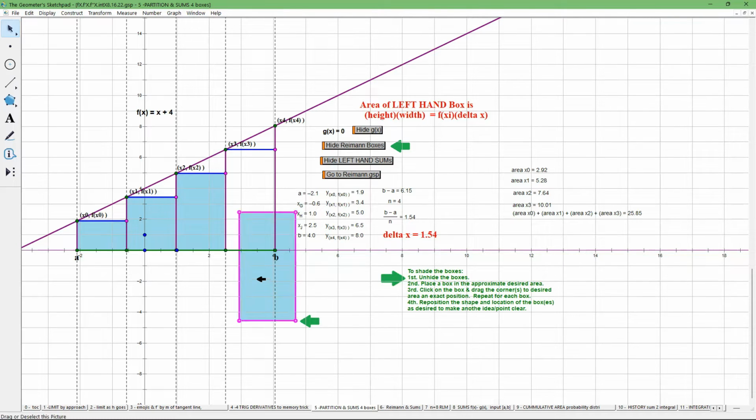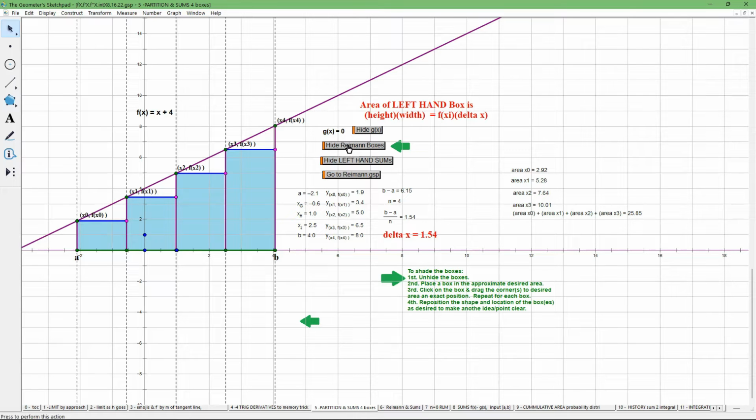I can take and isolate an area under the curve. I've isolated this one into 4 separate boxes. I partitioned the plane. I built a rectangle with either a left-hand height or a right-hand height. In this case, I have the area of the left-hand box. That means I'm using that height.